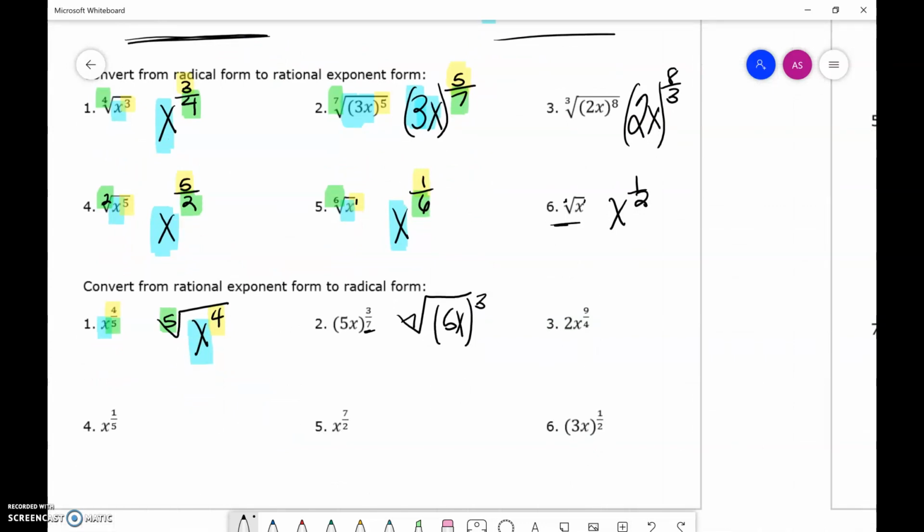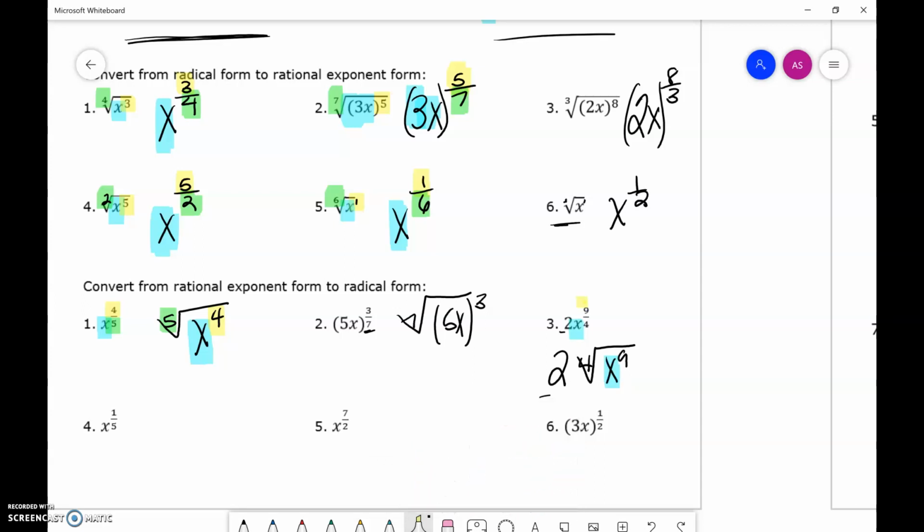Keep in mind, this is 2x to the 9/4 power. It's different if they have parentheses around it, which means that 9/4 will apply to the entire 2x. Since there are no parentheses, this 9/4 will just be applied to the x. So this 2 will act as a scalar, and I'm going to have the 4th root of x to the 9th power. And that's my answer. So the 2 became the scalar, and with that x, let's color this. X is still the base.